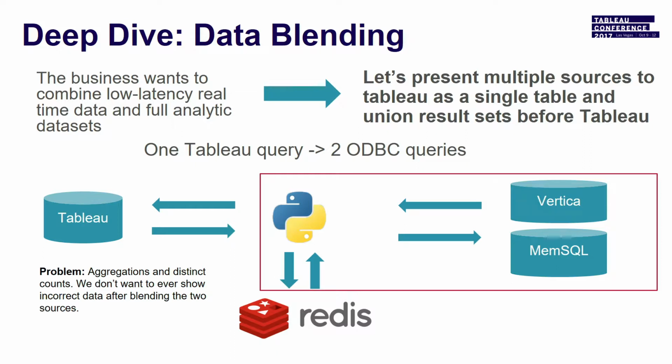There's some obvious potential data problems here with things like aggregations and distinct counts. We need to make sure that anything we're running under this system is something where we can just straight add the results together without it being incorrect. So we'll go into more detail about how we do that in just a bit.